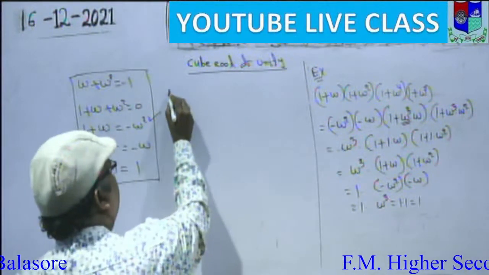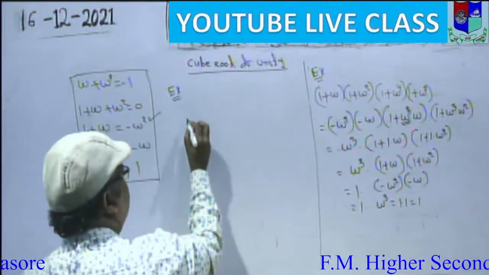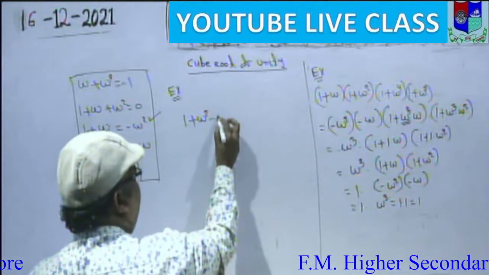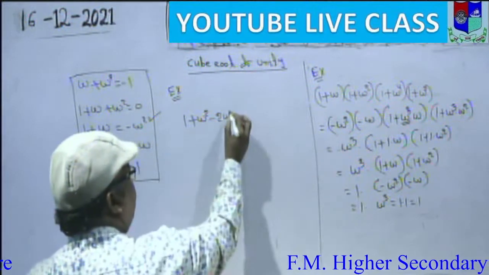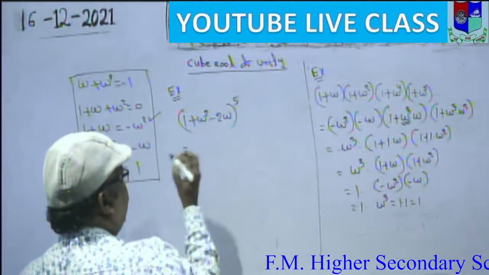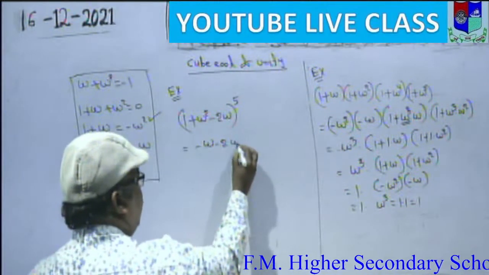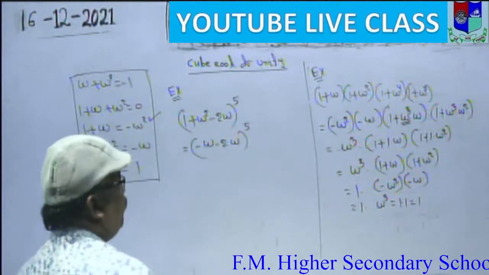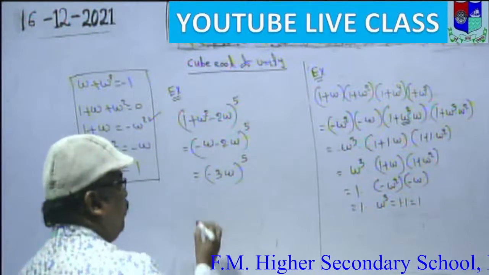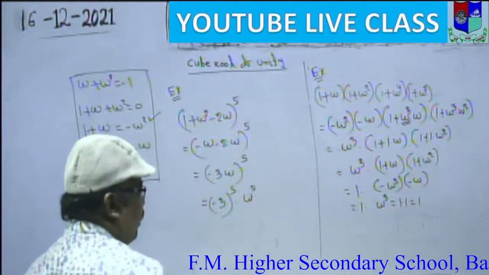Another example. Suppose (1 plus omega square minus 2 omega) whole to the power 5. Now we know 1 plus omega square is minus omega, and it is minus 2 omega whole to the power 5. Now we find it is minus 3 omega to the power 5. So it is minus 3 to the power 5, again omega to the power 5.